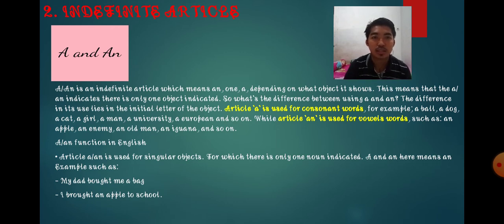A or an function in English. Article a or an is used for a singular object for which there is only one noun indicated. A or an here means one, for example: my dad bought me a bag. Then I brought an apple to school.